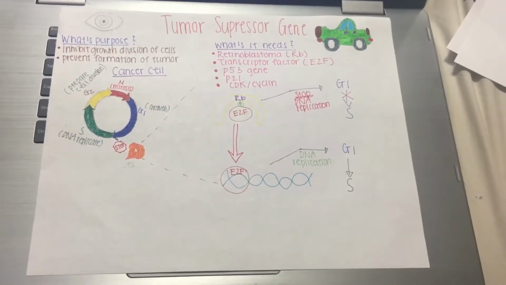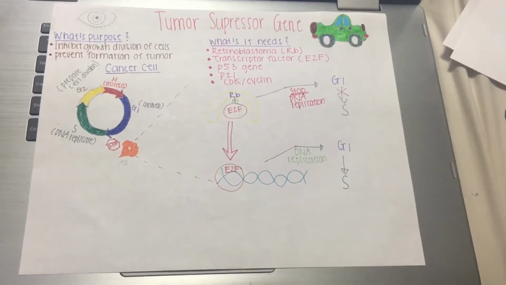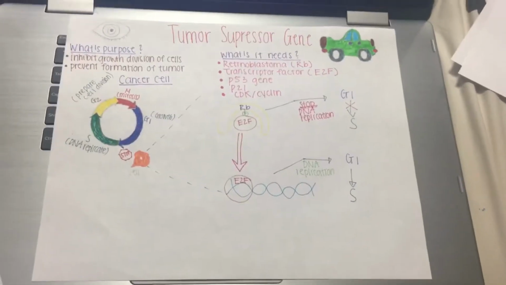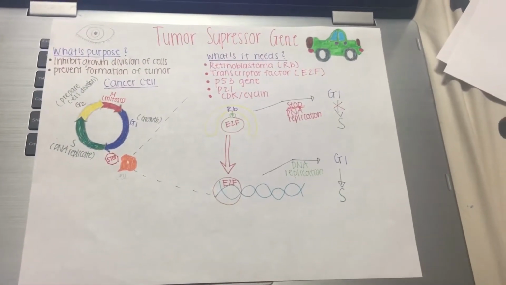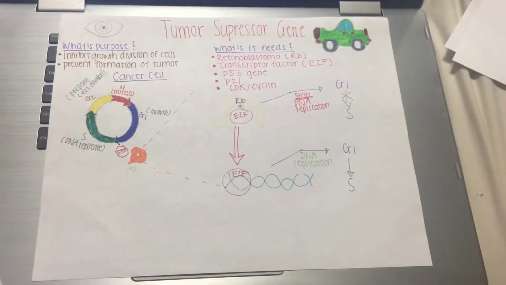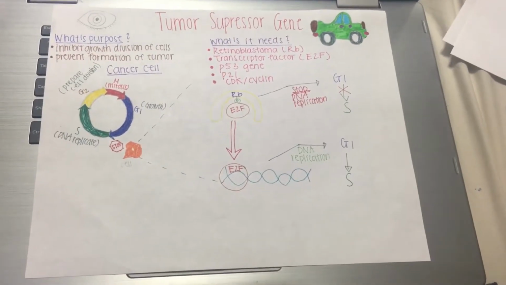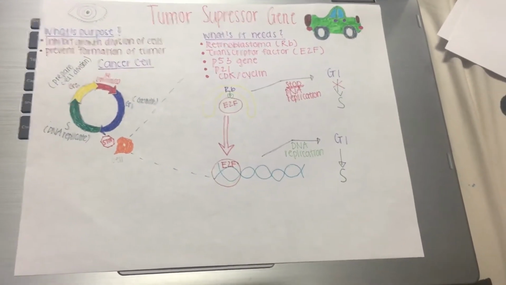Hello class, today I will talk about tumor suppressor genes. Why is it important to talk about tumor suppressor genes? Because they inhibit growth and division of cells and prevent the formation of tumors.